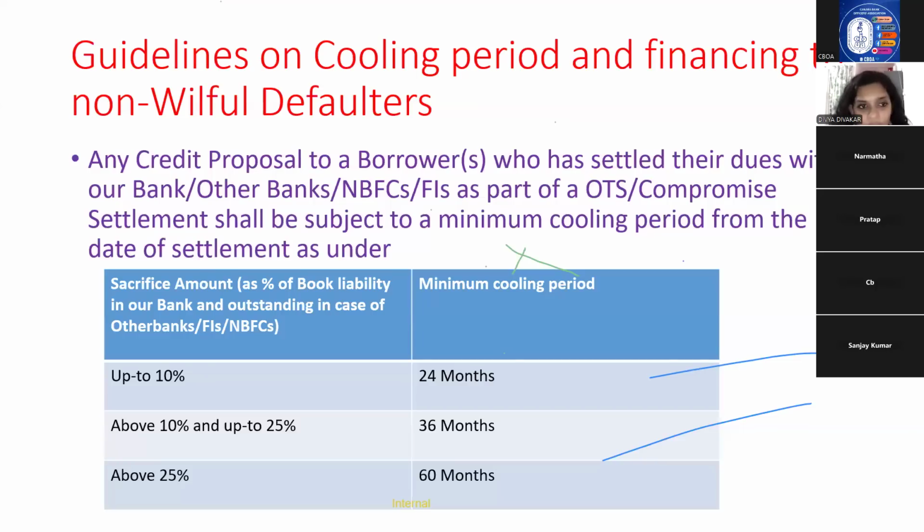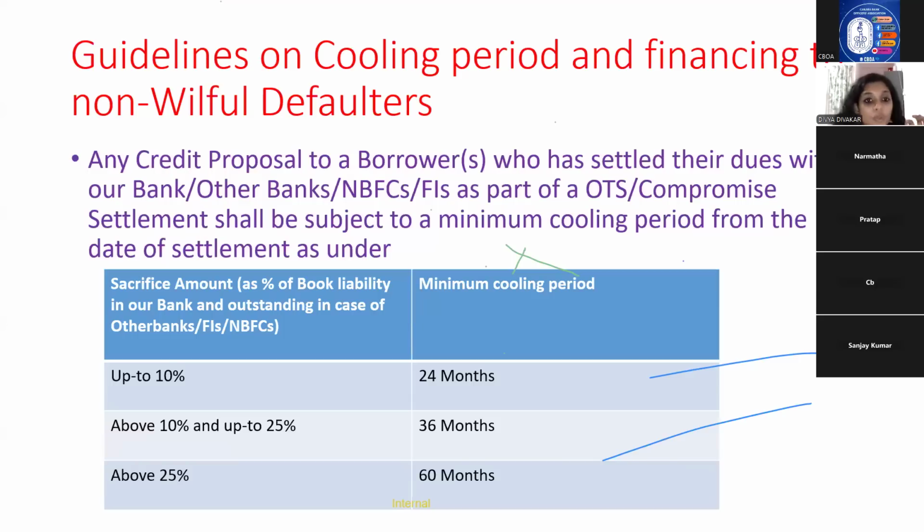So what is the sacrifice amount? It's the amount that we have sacrificed, and we are considering it for this classification. If it is with our bank, it means as a percentage of the book liability, and if it is with the other bank, it means a percentage of the outstanding. So remember, if it is with our bank, we are considering a percentage of book liability, and if it is with the other bank, a percentage of the outstanding.